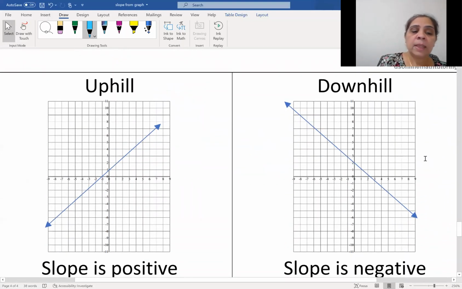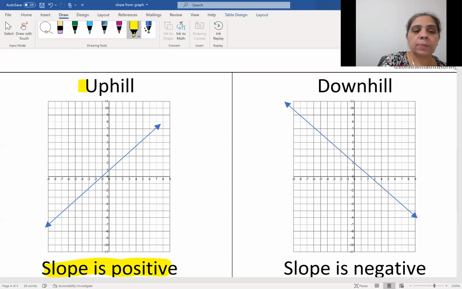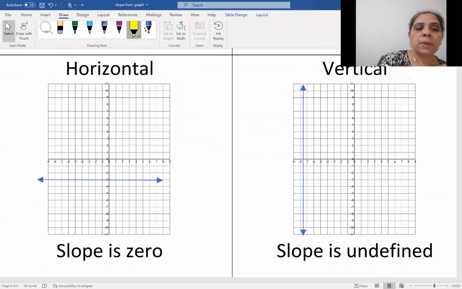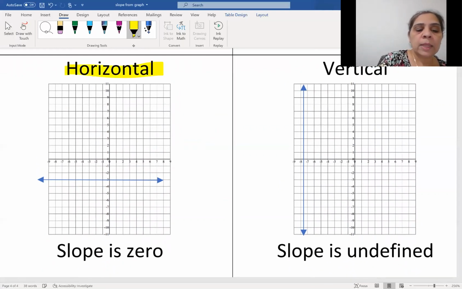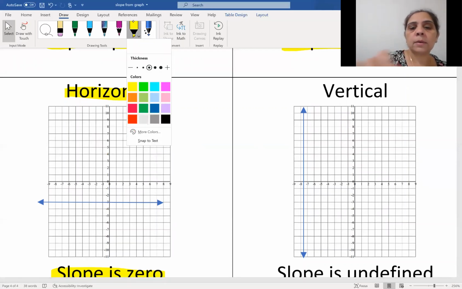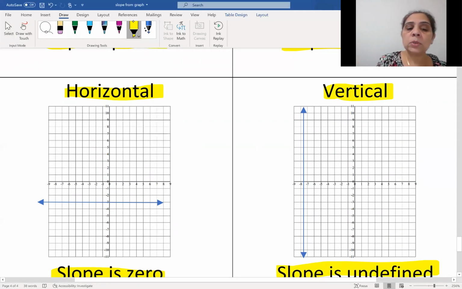We can see, read the graph always from left to right. If it is going uphill, slope must be positive. If the graph is going downhill, slope must be negative. And then if the graph is a horizontal line, then slope is 0. And when the graph is a vertical line, then slope is undefined. Most of the time, students mix up these two, horizontal line and vertical line.